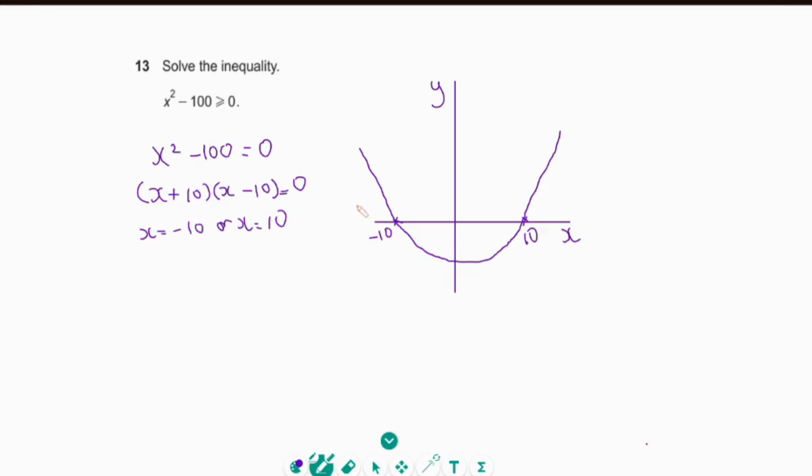So I'm interested in when this graph is bigger than or equal to 0. So it's above the x-axis. So it's these values, these answers, and these answers. What x values produce these answers? X bigger than or equal to 10. And what values of x produce these answers? X less than or equal to negative 10.